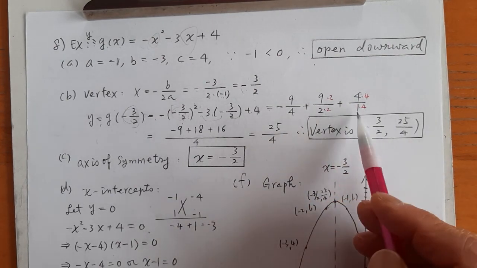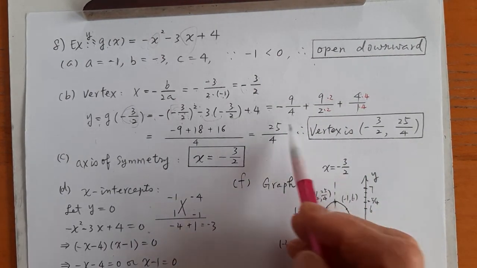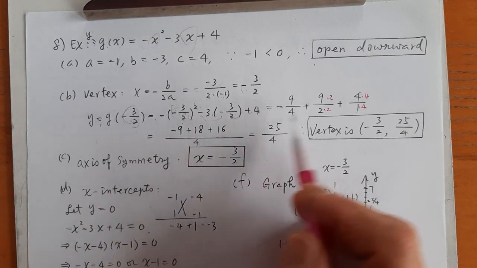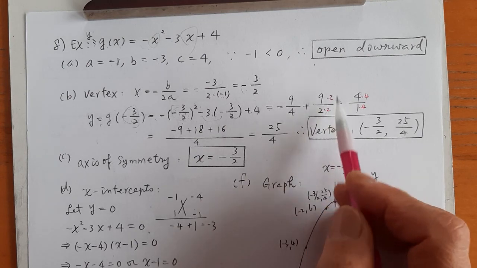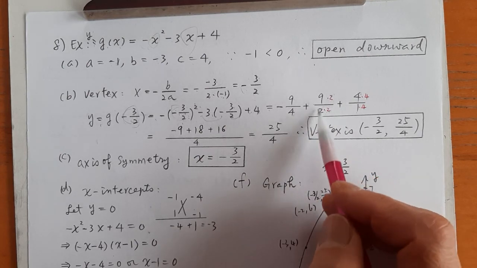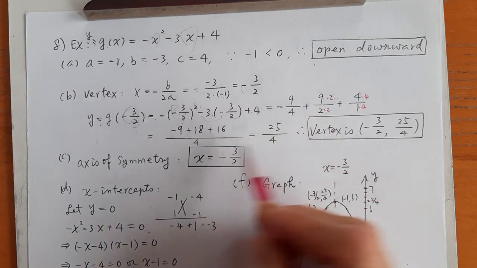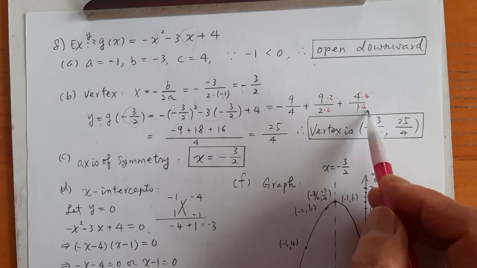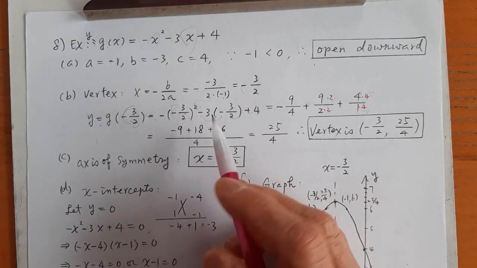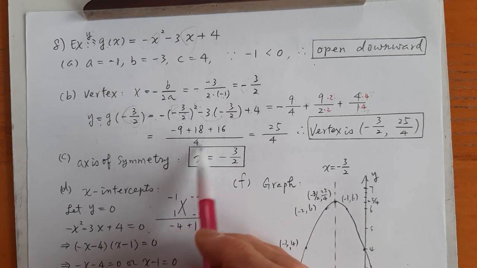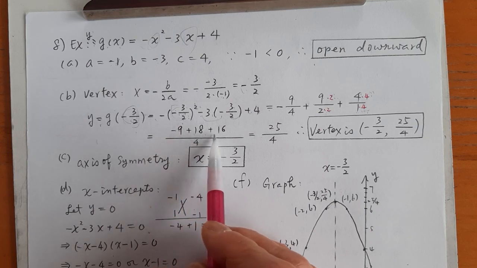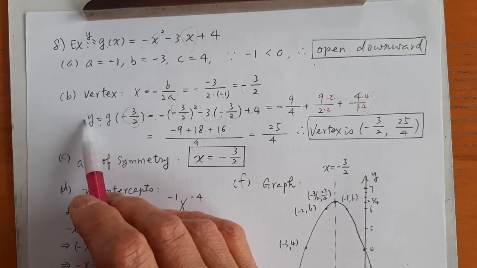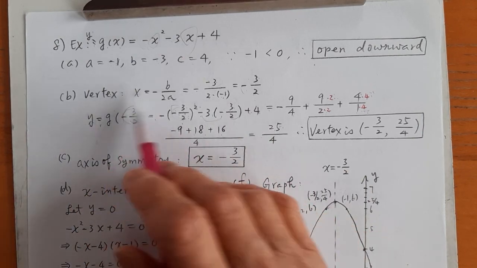Now, 4 to 1. So the LCD should be 4. So the first one is -9 over 4, no problem. The second one, you need to multiply by 2 and get the denominator 4. 9 times 2 is 18. The third term, you have to multiply by 4, both sides, get 16 over 4. Now they have the same denominator, 4, numerator -9, add 18, add 16 is 25. That's the y-coordinate.